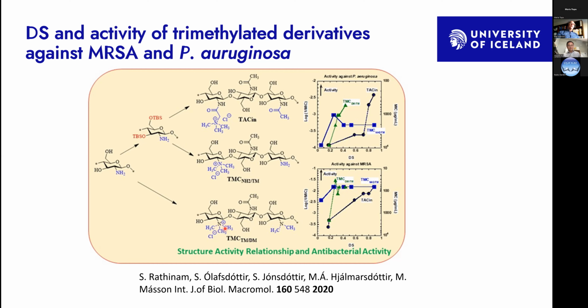And here with 3-methylation and demethylation, we also get this increase, but then you get the same activity. We end up with similar activity when it comes to MRSA, methicillin-resistant Staphylococcus aureus.